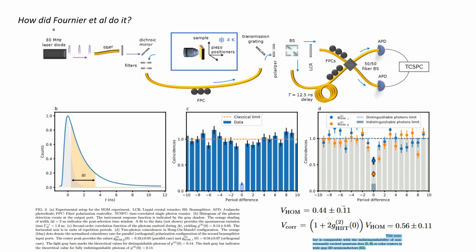So C is the g2, just from the emitter, and D is the HOM. Yes. So we're looking at the difference between blue and orange there.